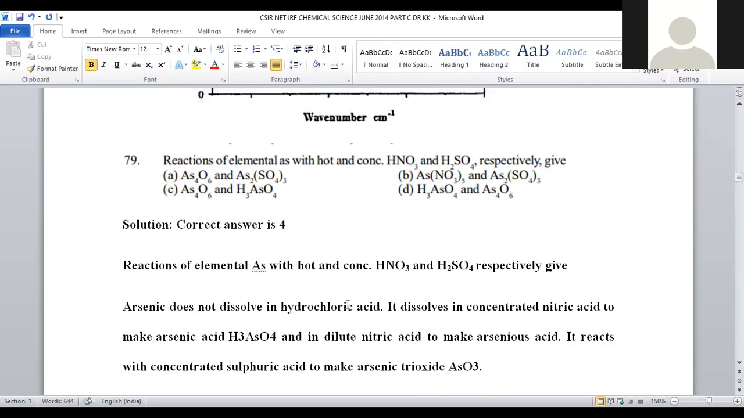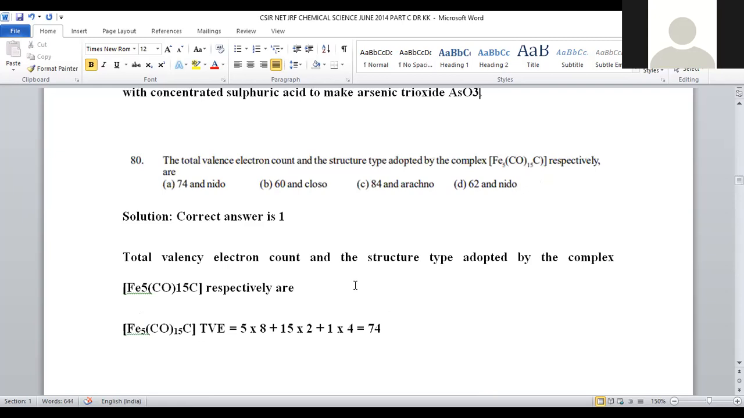So in this way, concentrated nitric acid will give arsenic acid, that is H3AsO4. Sulfuric acid will give arsenic trioxide, which in turn exists in dimeric form. Both are available in option number 4. For question number 79, option number 4 is the correct answer. Let us move on to the last question of the series.